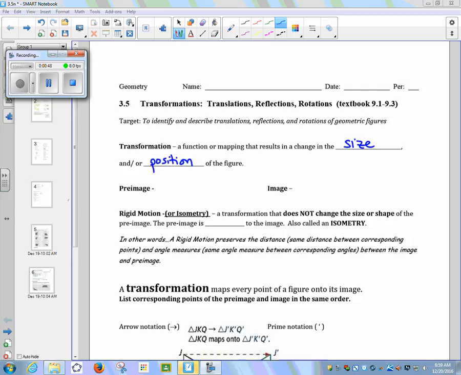When we do this kind of transformation, you can think of like a transformer, remember those toys? Transformers that change from one thing to another. The pre-image is the original figure, and the image is the resulting figure, the one you end up with after the transformation.